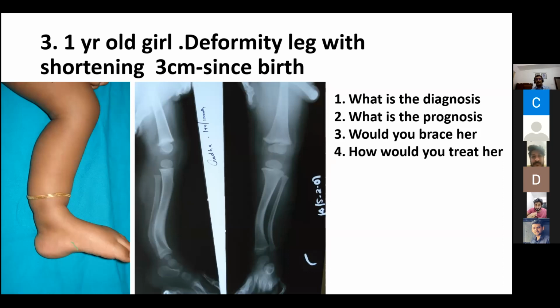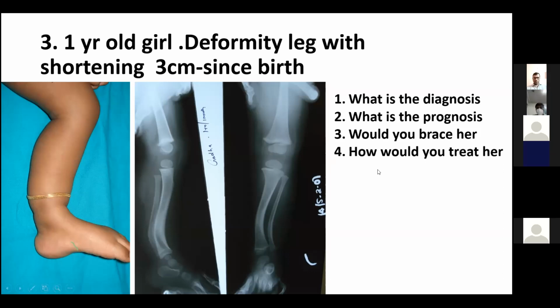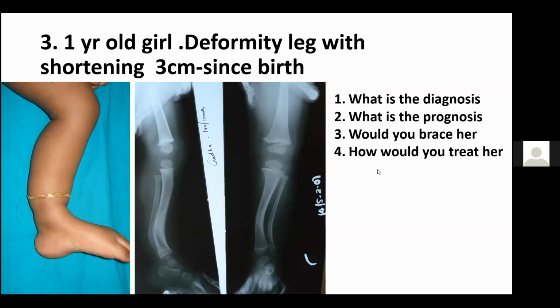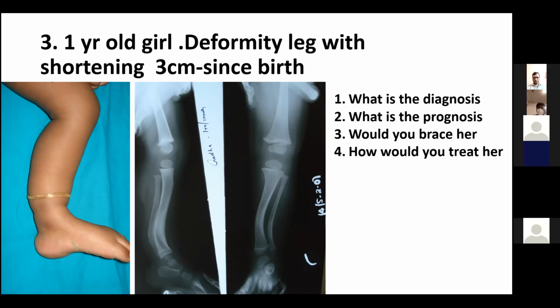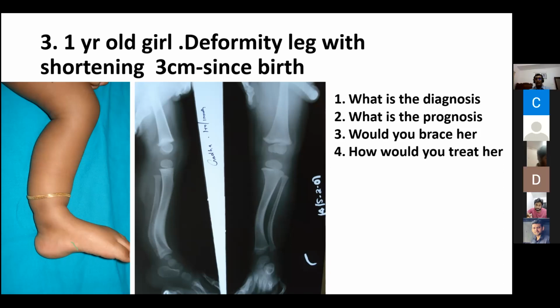doesn't get corrected. Now, various methods of treatment are there. What are the methods of treatment? Yes, let's have some answers, please. If shortening is up to 1 to 2 centimeters, we can go for a heel raise from inside or outside. Exactly. If it is more, up to 4 to 6 centimeters, we can go for limb lengthening or opposite side shortening or guided growth.